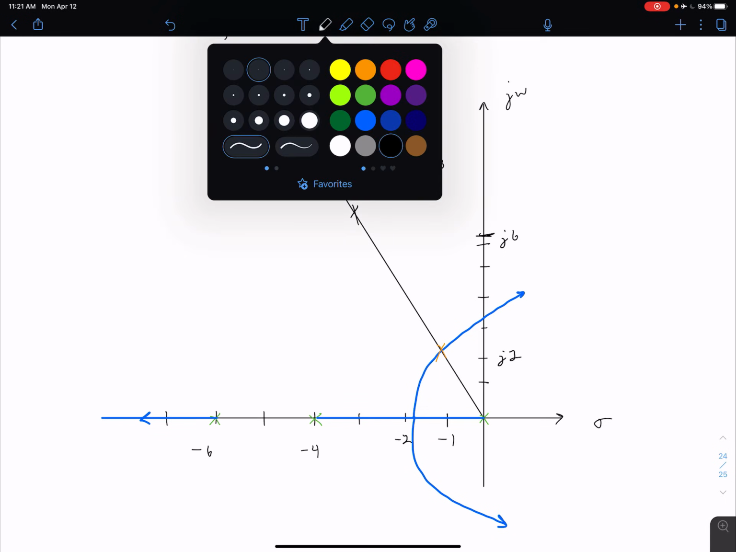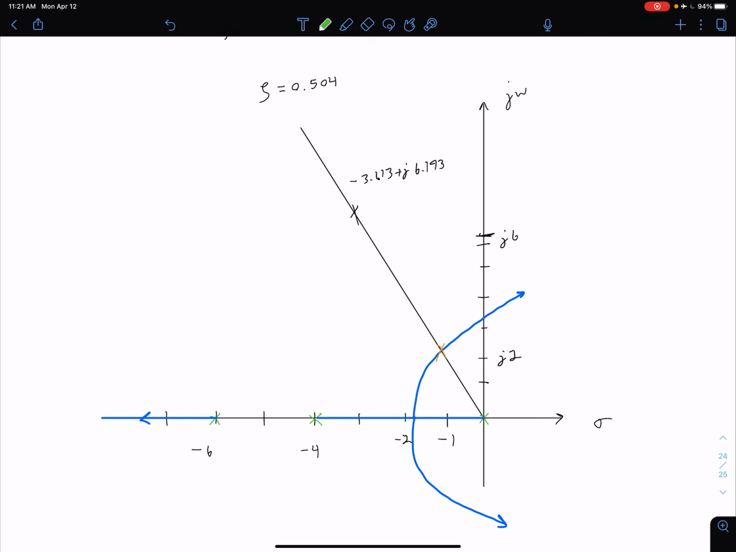And so how we're going to do that is we can draw lines from each of our open loop poles to that desired closed loop pole, and then we're going to talk about the angle between that and the real axis. So this would be theta P3. This one is going to be theta P1.